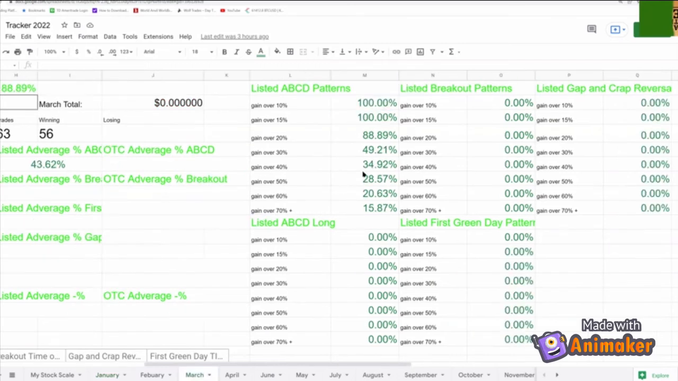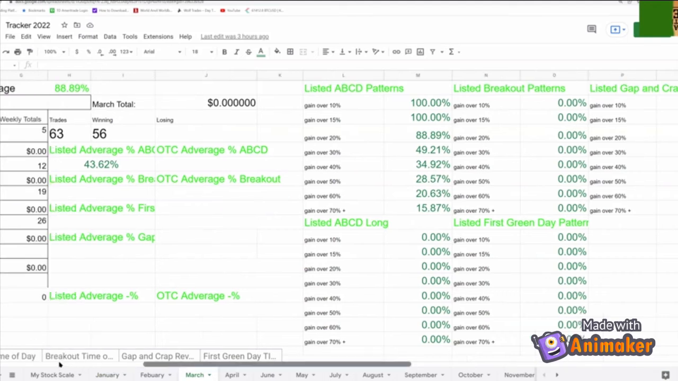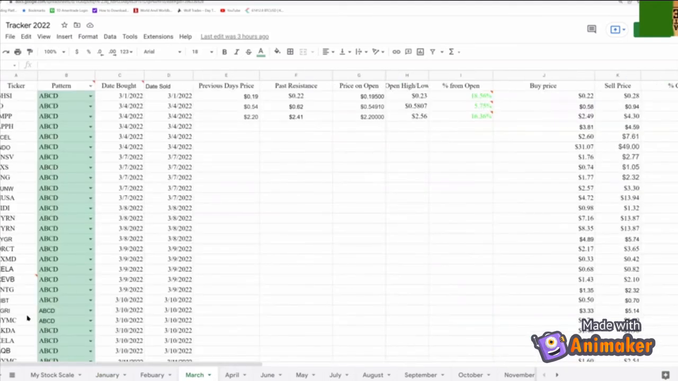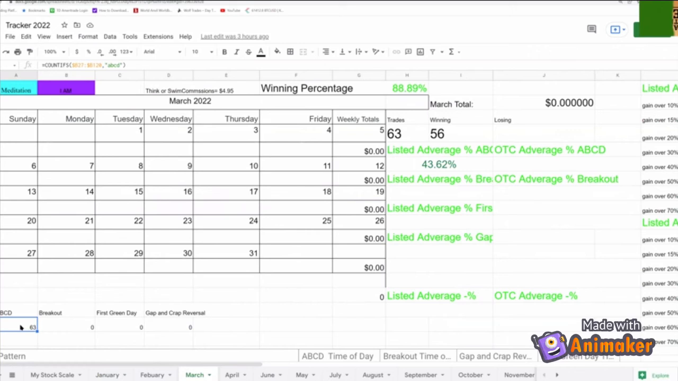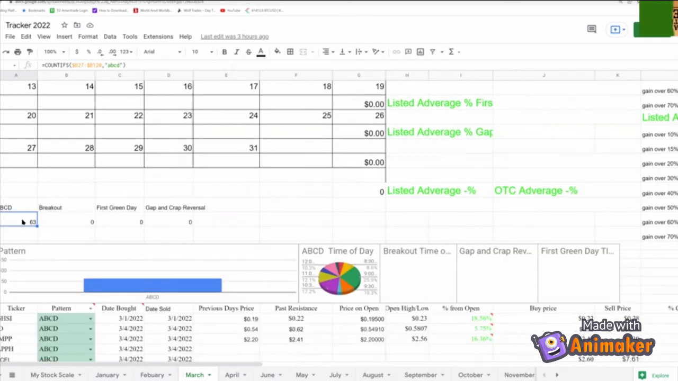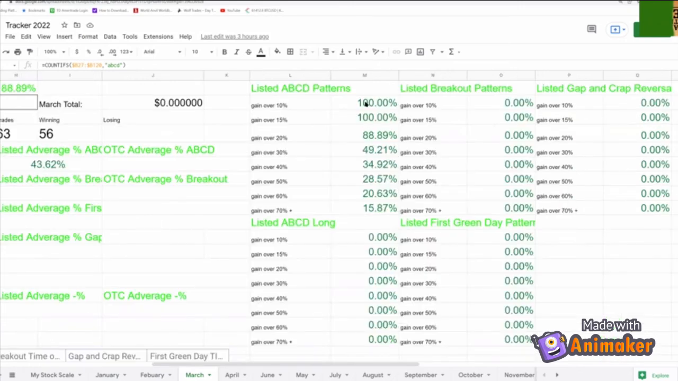Now, conversely, if we jump to March, this data is only tracking ABCD patterns, because from January, that was the A+ setup for that timeframe. So for this month, for the purposes of this video, I only tracked ABCD patterns. During this time frame, ABCD patterns formed and worked 63 times out of the entire month. And if we go up to the output for the profit targets, it tells us there's a 100% chance in this current market in March to get a 10% gain. There's also a 100% chance of getting a 15% gain. So basically, you can aim for either one of those levels.